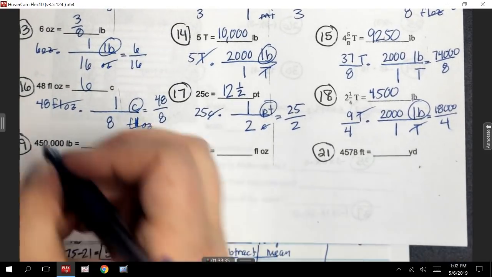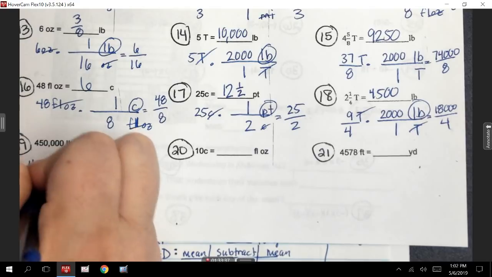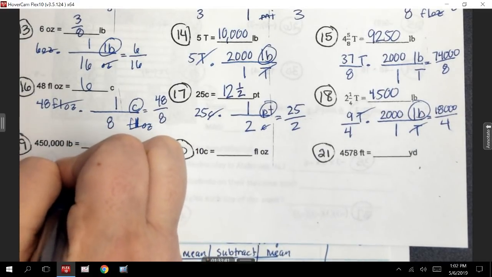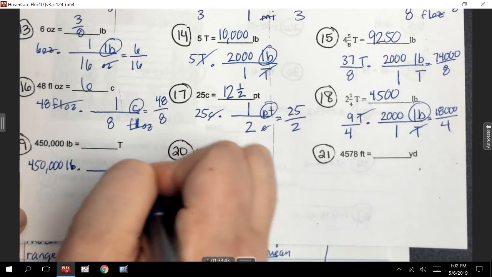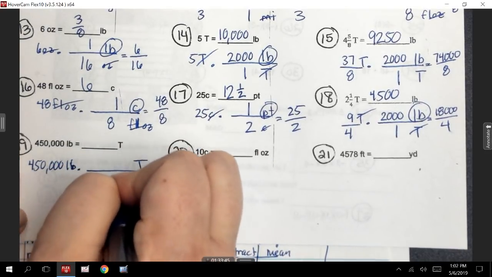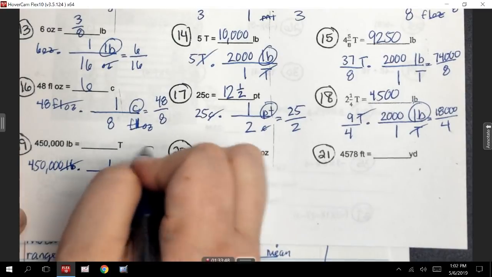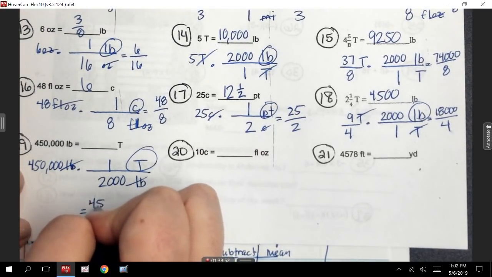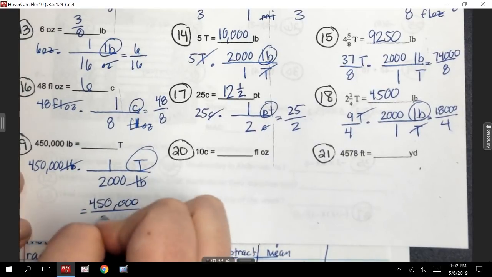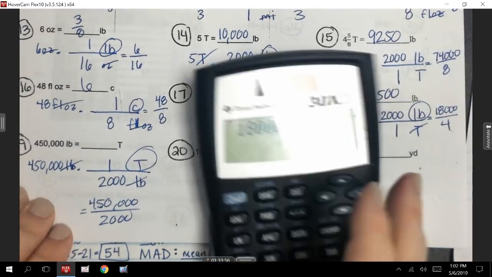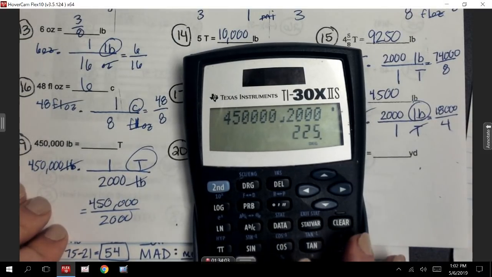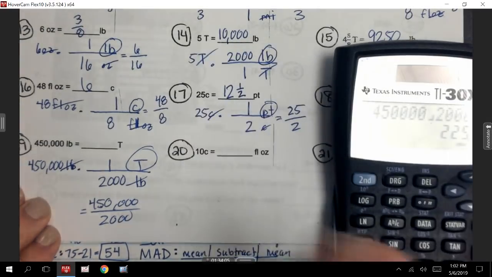All right, whew, this one's big. 450,000 pounds times my LB goes on the bottom, tons on top, 2,000 over 1. So when I work that out, I end up with 450,000 over 2,000. We can actually type that in our calculator just like that. 1, 2, 3 over 2. All right, and I end up with 225. Again, my calculator does the hard stuff for me.